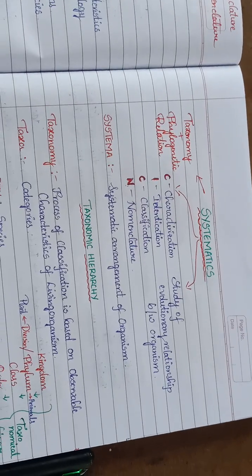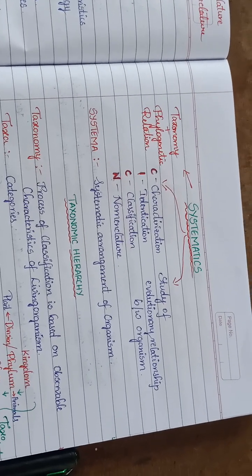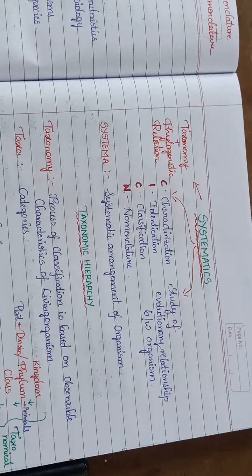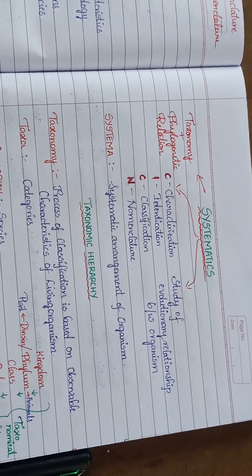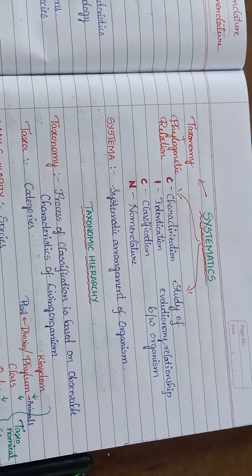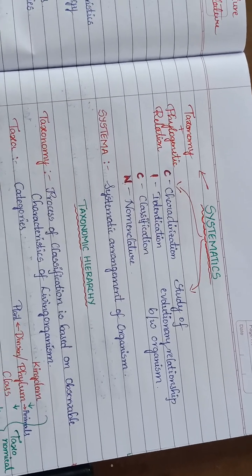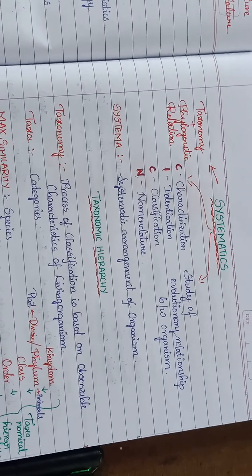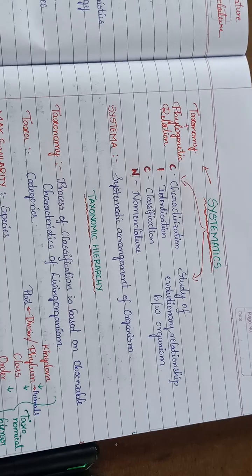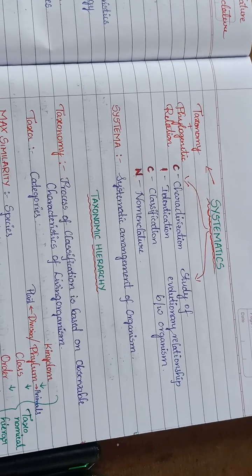Now coming to systematics. What does systematics actually mean? Taxonomy plus phylogeny is known as systematics. That means characterization, identification, classification, nomenclature, and the study of evolutionary relationships between organisms is known as systematics. Systema means systematic arrangement of organisms.